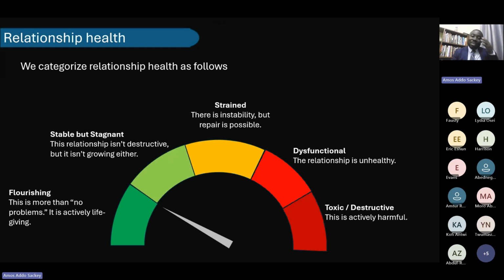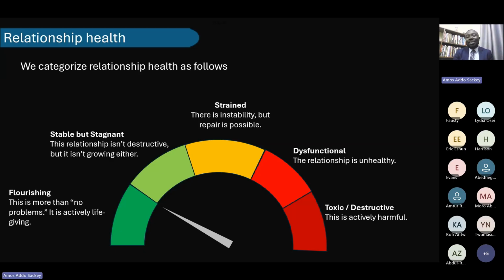Now, all these categories of relationships can happen in all the 5 relationships that we mentioned earlier on. This can be the state of a family relationship. It can be the state of a marriage relationship. It can be the state of a courtship relationship. It can be the state of a friendship relationship. It can be the state of a partnership, or even a relationship with God.